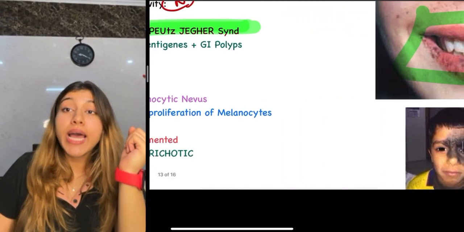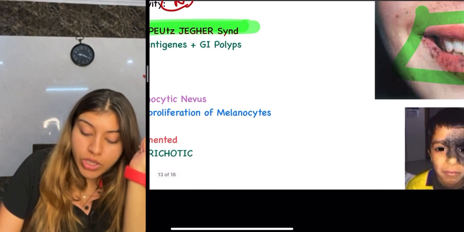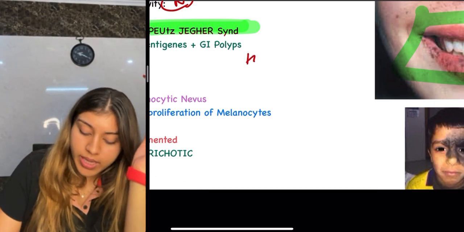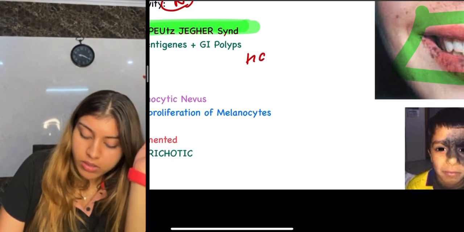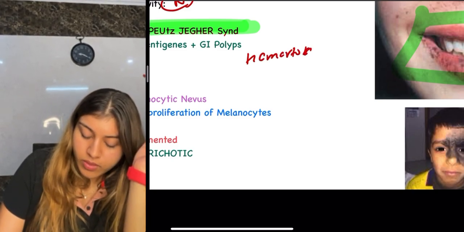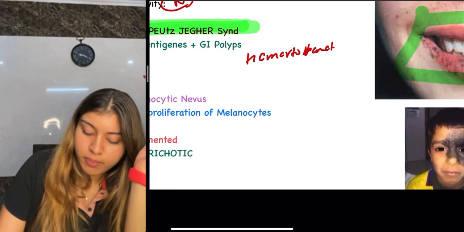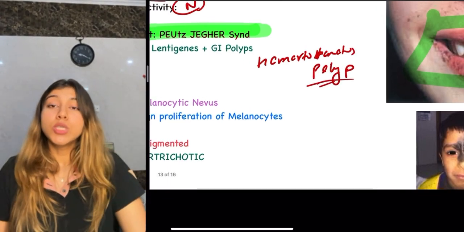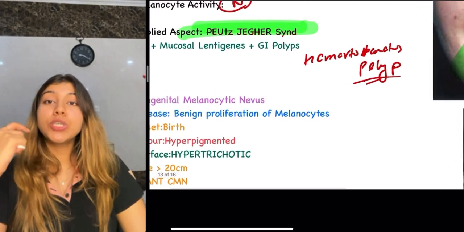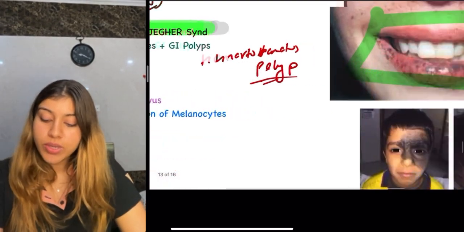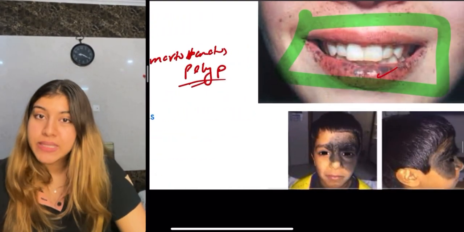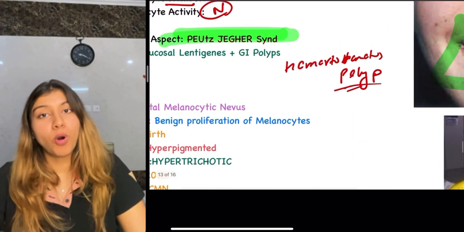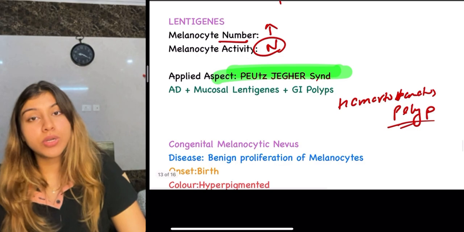You will also have GI polyps, which are also called hamartomatous polyps. These are your hamartomatous polyps. So what will you see, guys? This patient is going to come with mucosal lentigines. You can see this hyperpigmentation over your lips. And this patient is going to come with GI polyps called hamartomatous polyps, and it is going to be autosomal dominant in nature.